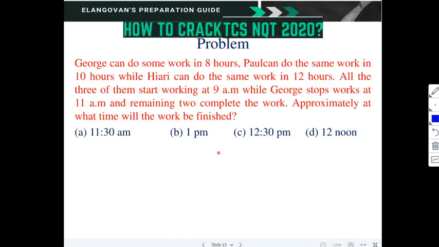The next problem is, George can do some work in 8 hours, Paul can do the same work in 10 hours, while Harry can do the same work in 12 hours. All the three of them start working at 9 a.m. while George stops work at 11 a.m. and the remaining two complete the work. Approximately at what time will the work be finished?